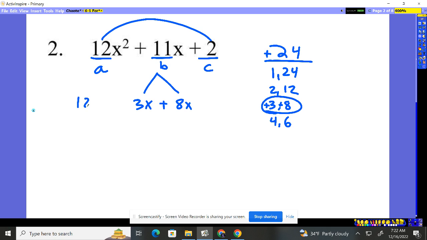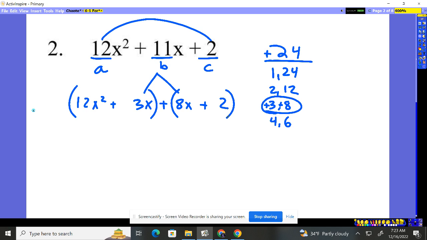I'm going to bring down my 12x squared, plus I'm going to bring down my 2. Notice we now have 4 pieces. In math, whenever you have 4 pieces and you're trying to factor, most of the time you're going to do what's called factor by grouping, where you group the front and group the back piece. Say I put them in groups. Now I'm going to factor out of each group.